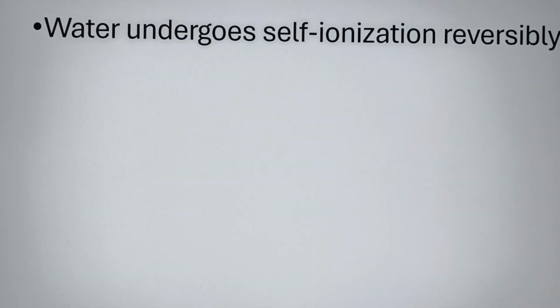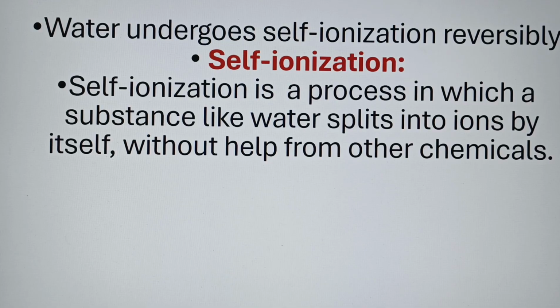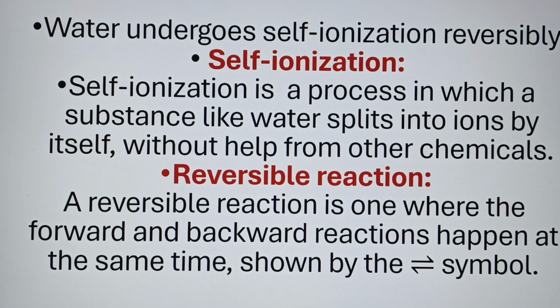This means that water molecules react with each other and break into ions on their own without any acid or base added. Now we define two important terms, self-ionization and reversible reaction. First we define self-ionization. Self-ionization is a process in which a substance like water splits into ions by itself without using any other chemicals. Now we define what a reversible reaction is. A reversible reaction is one where the forward and the backward reactions happen at the same time. It is shown by the double arrow.